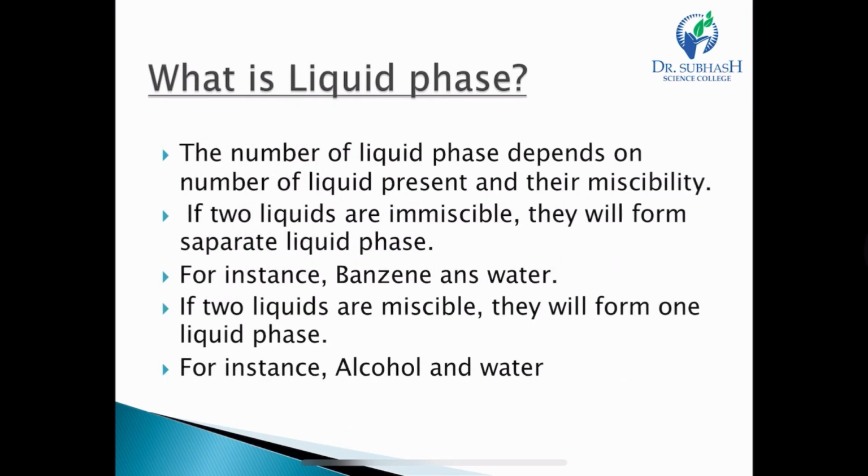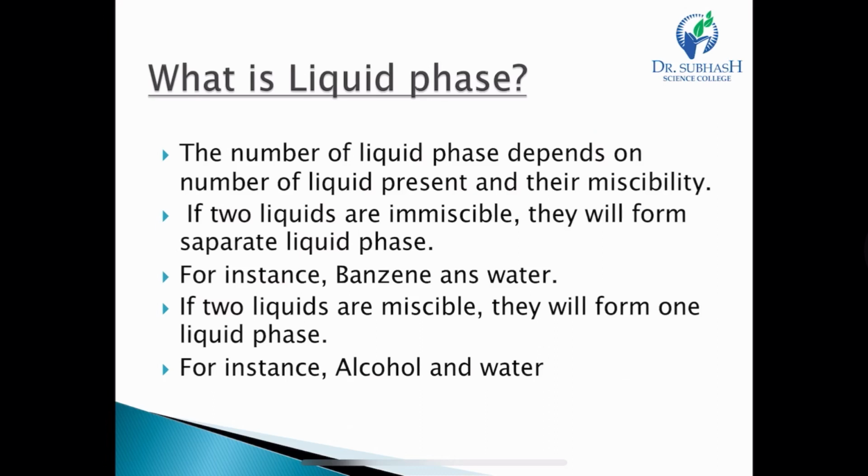So moreover, what is the liquid phase? The number of liquid phases depends on the number of liquids present and their miscibility. So if two liquids are immiscible, they will form a separate liquid phase. એટલે કે કોઈ બી બે લિક્વિડ એકબીજામાં મિશ્રણ ના થતા હોય તો તે બે લિક્વિડ ફેઝ ક્રિએટ કરે, રાઈટ? ફોર એક્ઝામ્પલ બેન્ઝીન એન્ડ વોટર. વોટરમાં બેન્ઝીન નાખે તો એ મિશ્રણ ના થાય, એ બે ફેઝ જોવા મળે, રાઈટ?